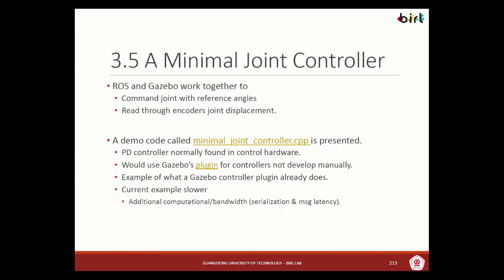Right now we're sending things from the node to Gazebo, right? There's a communication route between the node and Gazebo. So this slows you down a little bit, very little, but it slows you down. When you use the plugin, it's faster because it doesn't do these things. Okay, let's look at this code.